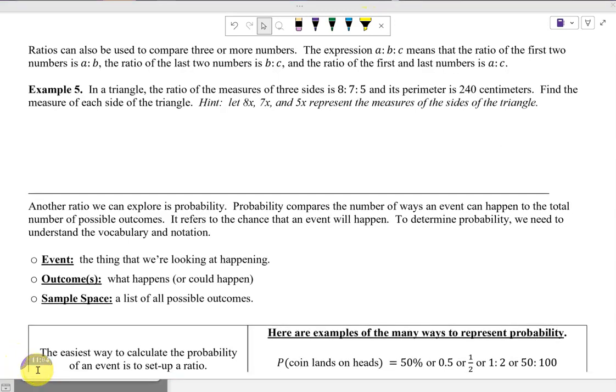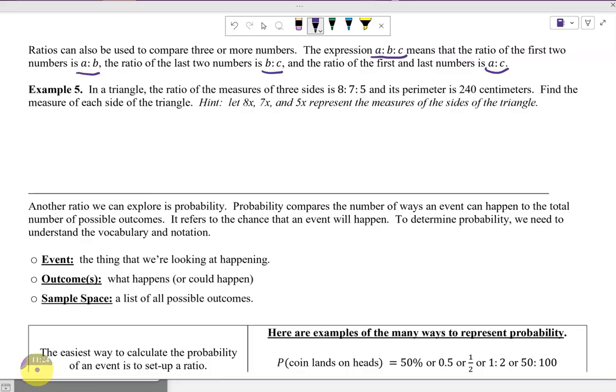Okay, ratios can be used to compare 3 or more numbers. The ratio A to B to C means that the ratio of the first two numbers is A to B, the ratio of the last two numbers is B to C, and the ratio of the first and last number is A to C. So all those ratios will equal each other.